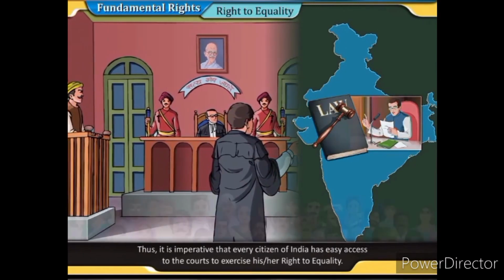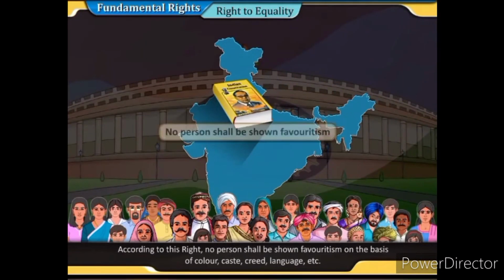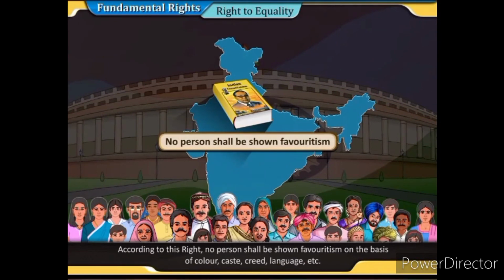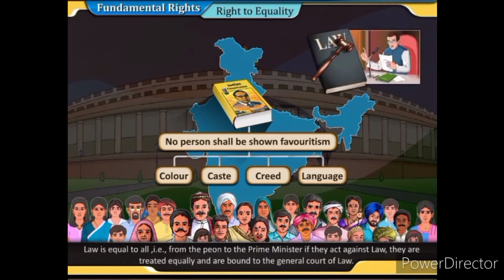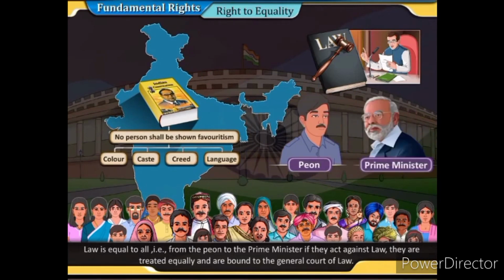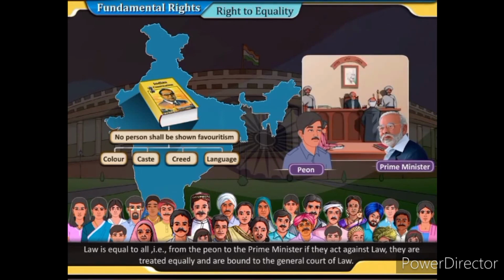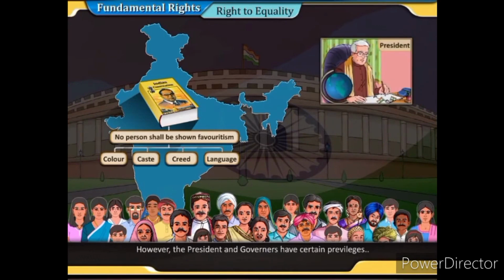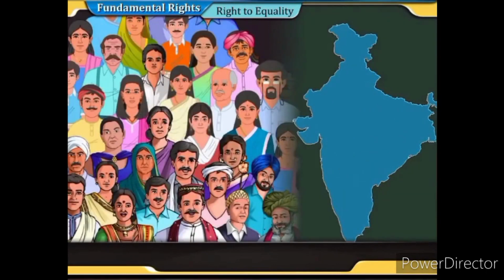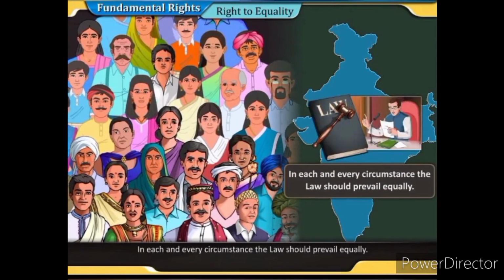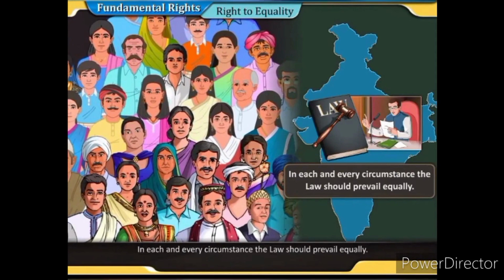right to equality. According to this right, no person shall be shown favoritism on the basis of color, caste, creed, language, etc. Law is equal to all, that is, from the peon to the Prime Minister. If they act against law, they are treated equally and are bound to the general court of law. However, the President and governors have certain privileges. In each and every circumstance, the law should prevail equally.